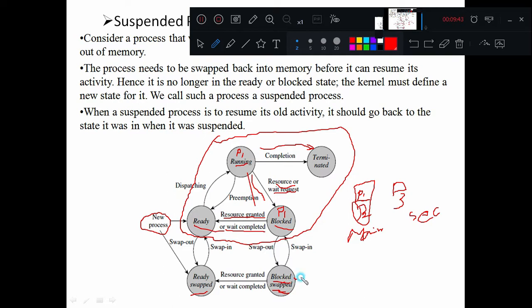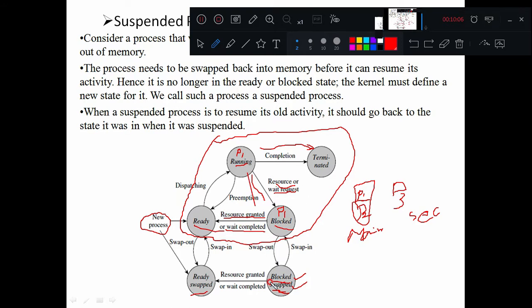So it will tell you the two states, right? Initially, before swapping out, it was in blocked state. Once it is swapped, it means the process is moved from the main memory to secondary memory, right? So swap out, and once it is swapped in. I hope you understood when the process state will change from blocked to swapped out.